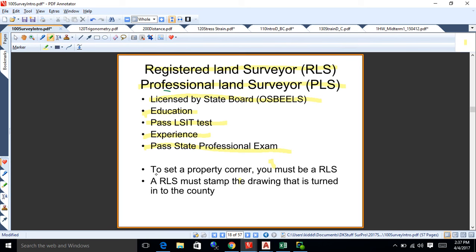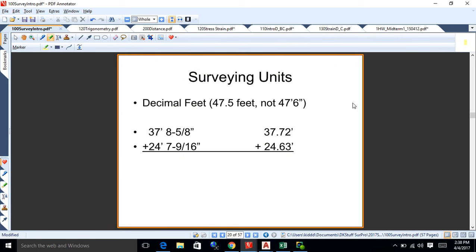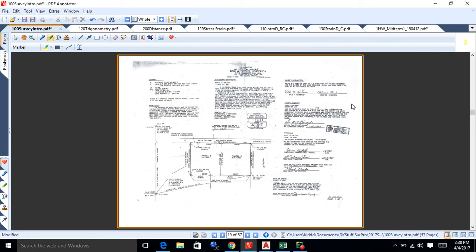All right. So to set a property corner in the state of Oregon, you've got to be a registered land surveyor in the state of Oregon. You have a stamp, and you stamp your drawings. Because it's a legal matter to do this type of surveying here, to split this big 5-acre lot into 2 and 2.5 acre lots, someone had to figure out where to put those markers to set that line. That person had to be a registered land surveyor. When they did it, they had to turn in a copy of a map showing what they did to the county, and that map had to be stamped with their current surveyor stamp. It's a legal document.